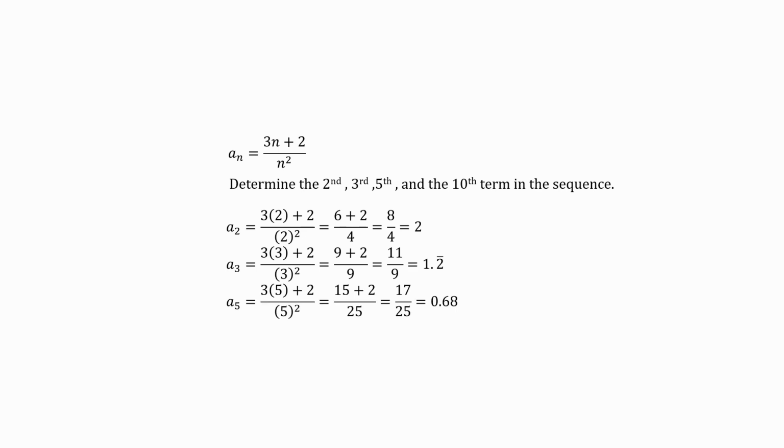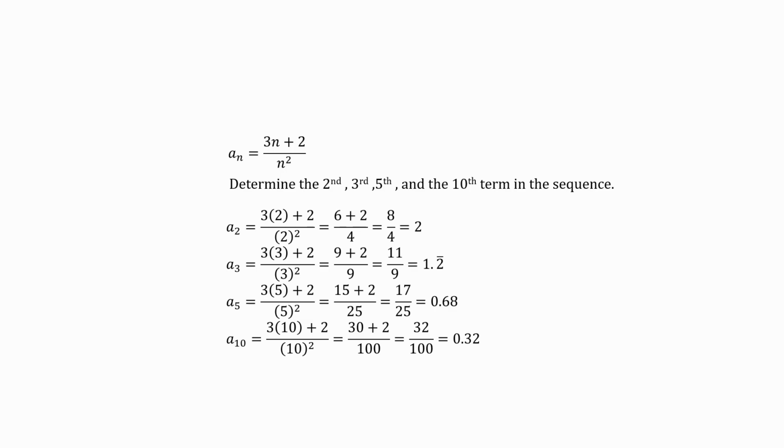A sub 5 is equal to 3 times 5 plus 2 all over 5 raised to 2, which is equal to 15 plus 2 all over 25. Equal yan sa 17 over 25. So, therefore, a sub 5 is equal to 0.68.